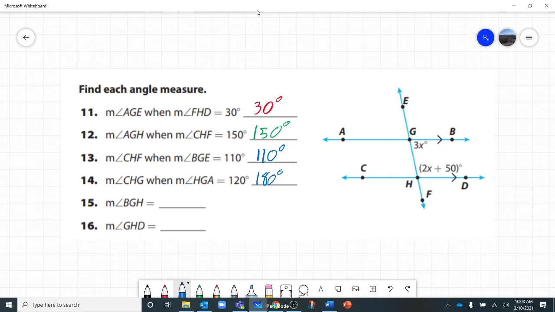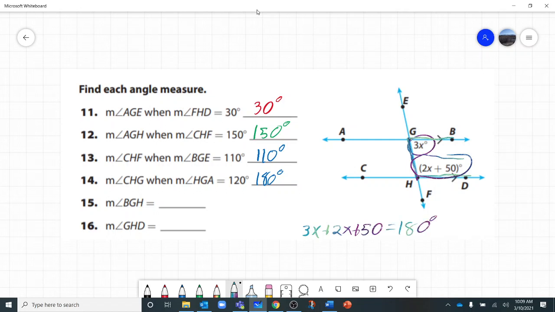And switch colors. Okay, now I think is going to be the fun ones. They want us to know BGH. That's right there. So BGH is 3x, and GHD is 2x plus 50 degrees. Okay, so what do we know about that? We know that those two angles are same side interior angles, and same side interior angles have to add up to 180 degrees. So if we add those up, 3x plus 2x plus 50 has to equal 180 degrees.